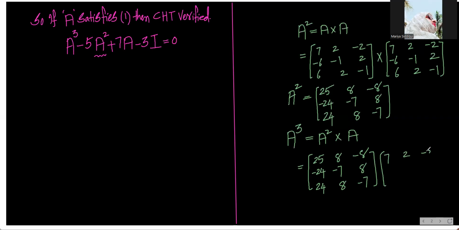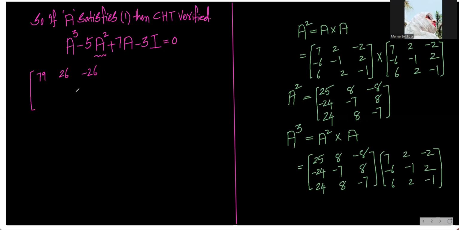7, 2, minus 2, minus 6, minus 1, plus 2, 6, 2, minus 1. Now again from the first row first column method, if you multiply and get the value of a cube, we're getting our a cube value is 79, 26, minus 26.